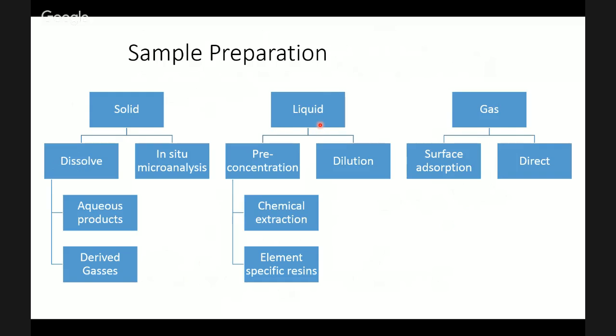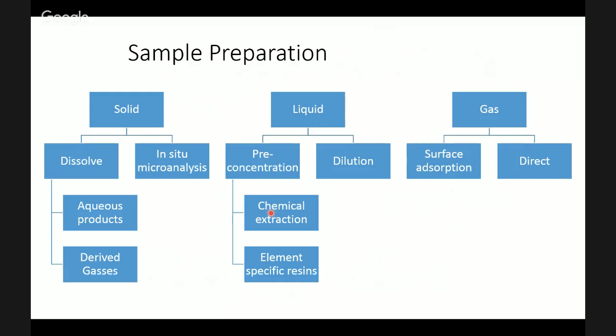For liquid samples, so seawater, we might find that the element we're interested in measuring is far too low a concentration to measure. So we might think, well, we've got to concentrate that sample. We've got to remove a lot of the water and a lot of the salts out of that. So we might do some chemical extraction.